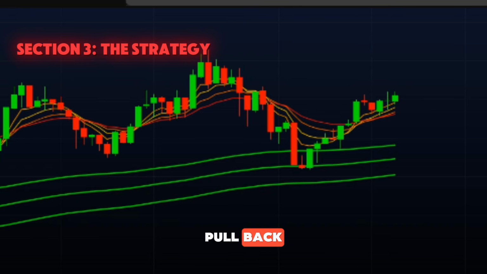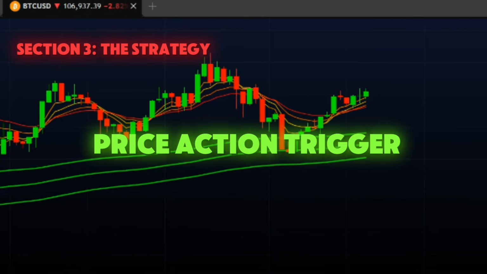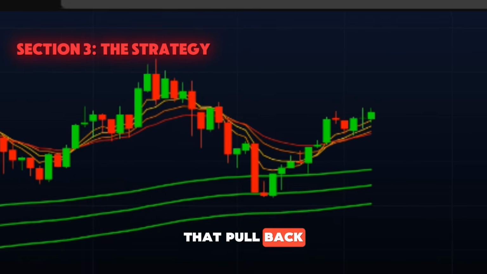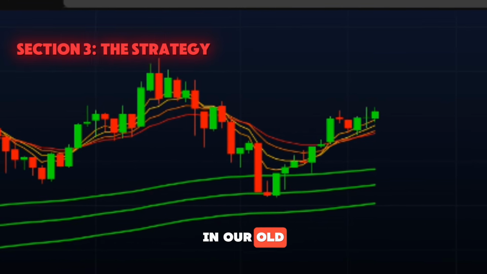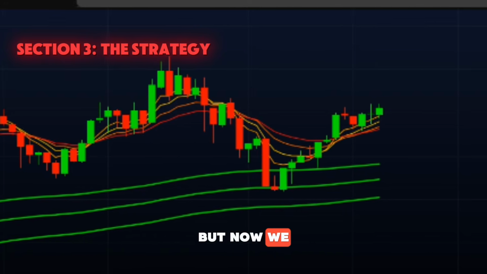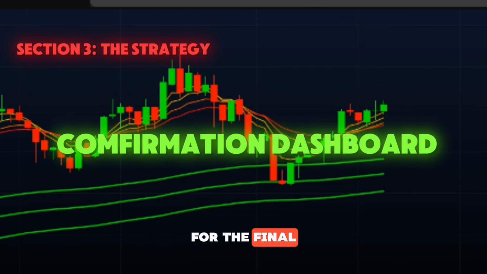The low risk pullback: we wait for the price to pull back and touch the green ribbon. The price action trigger: we mark the swing high of that pullback and wait for a candle to close above it. In our old strategy, this was the entry, but now we check our confirmation dashboard for the final go-ahead.